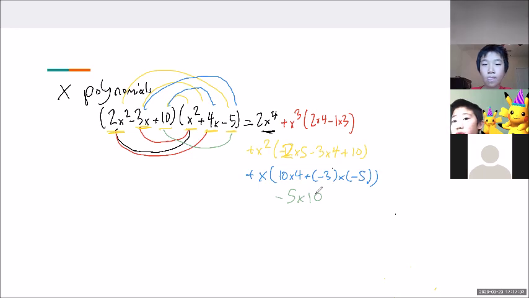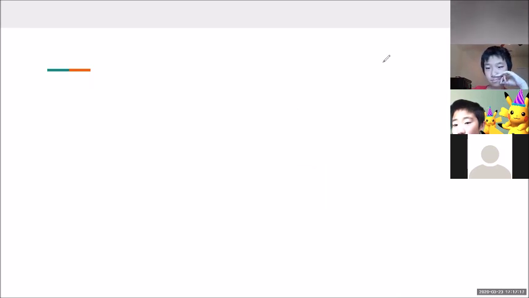Just do FOIL. I think some of y'all should already know this. But in general, it's pretty simple. Just combine every single term, multiply them together, and look at the ones with the same exponents. Now finally, this is the most difficult, dividing polynomials.